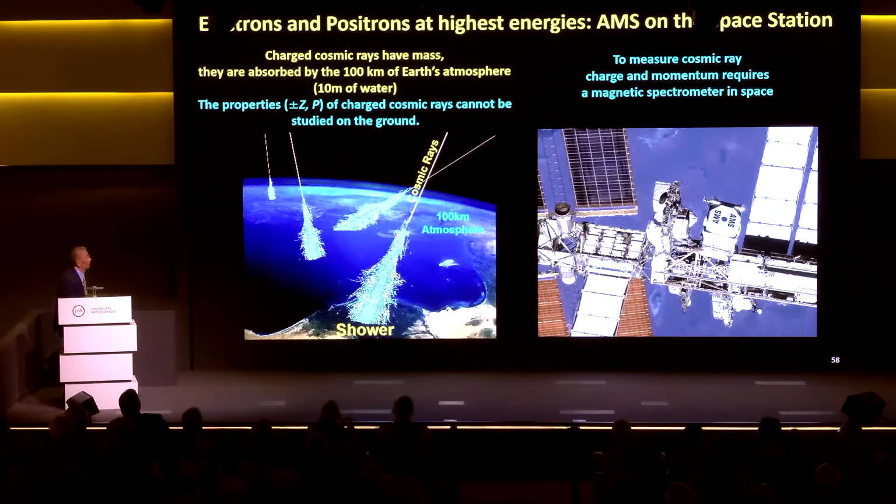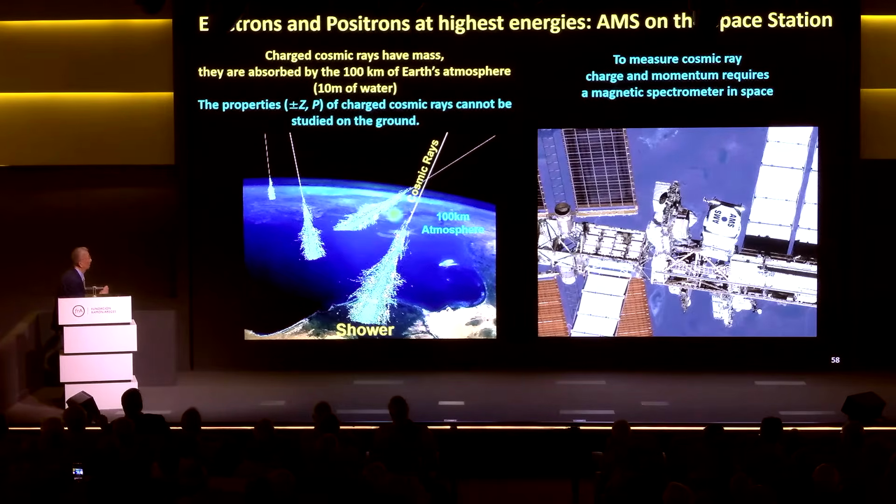So now, let me share with you what we're doing at this moment. Namely, electrons and positrons at highest energy, the AMS experiment on the space station. Charged cosmic rays have mass, and they are absorbed by 100 kilometers of Earth's atmosphere, which is about 10 meters of water. So the properties, such as the absolute value and the sign of the charge and momentum of charged cosmic rays, cannot be studied on the ground.